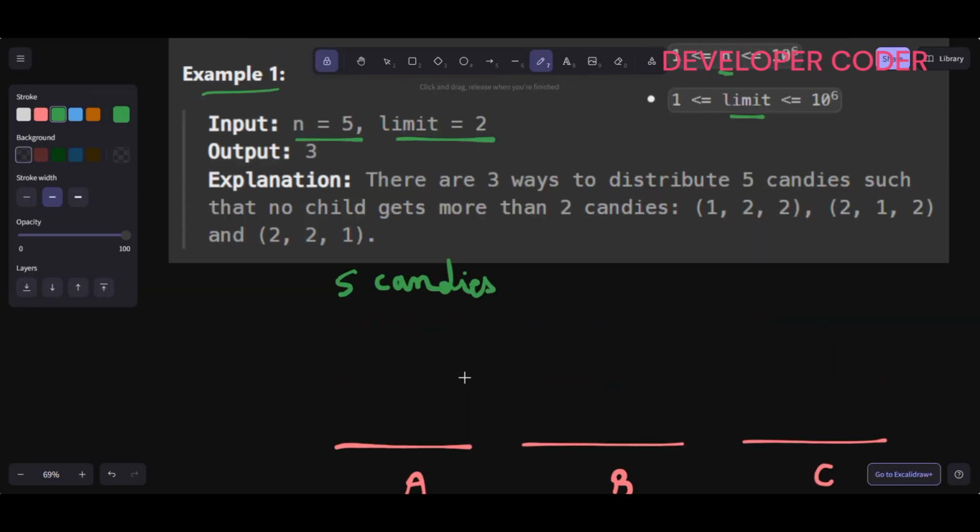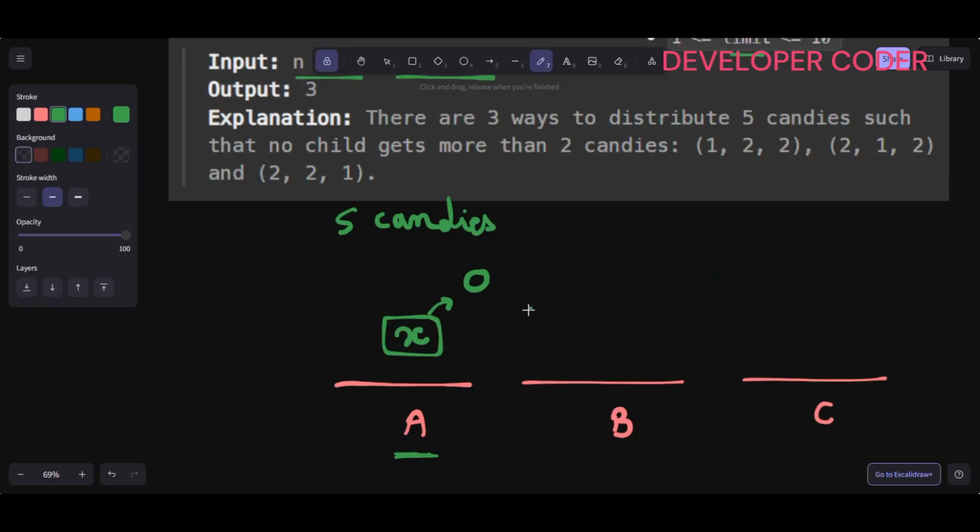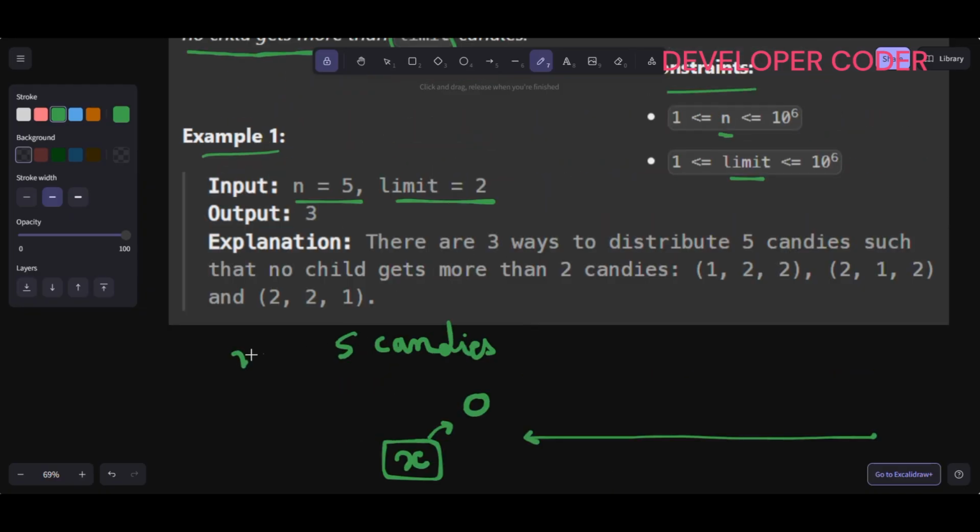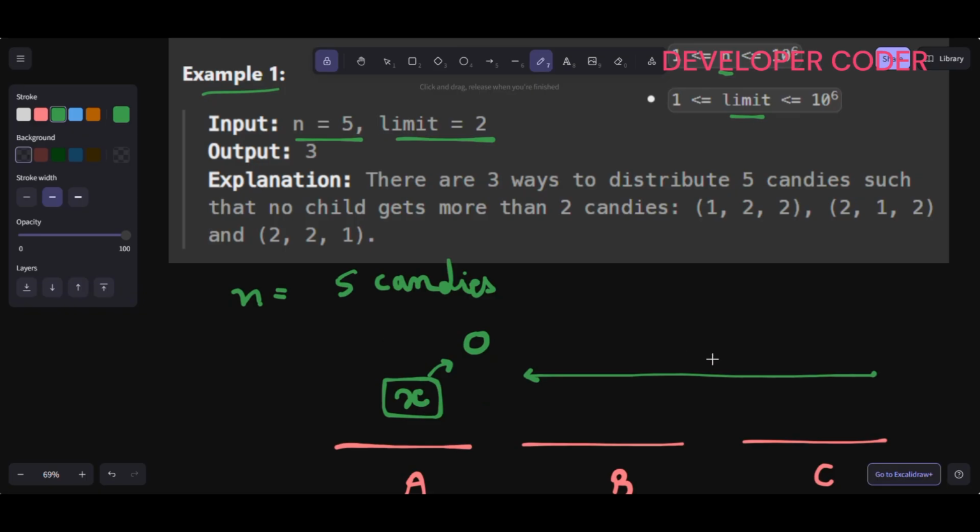Child A first. So can I distribute 0 candies to this child? I'm going to give, let's say, x candies to this child. Initially my x value, I'm thinking of giving 0 candies to child A. Now the remaining number of candies that I need to distribute: total number of candies is n, and here I'm giving x, so the remaining is n minus x. If my x value is 0, then n minus x is going to be 5 minus 0, that is nothing but 5.